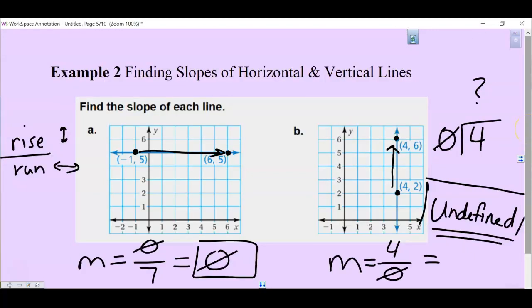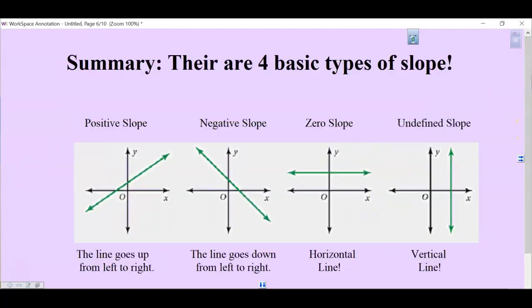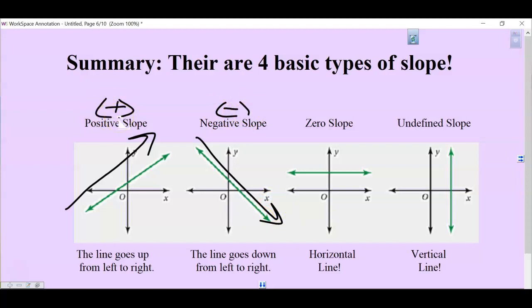All right. So here we go in a nutshell. 4 basic types of slope. We've got our positive slope, which looks like it's going uphill. We've got our negative slope, looks like it's going downhill. Okay? That's a negative number, positive number. Then we got a 0. That's our horizontal line. And an undefined slope, that's our vertical line. Okay? 4 different types of slope.